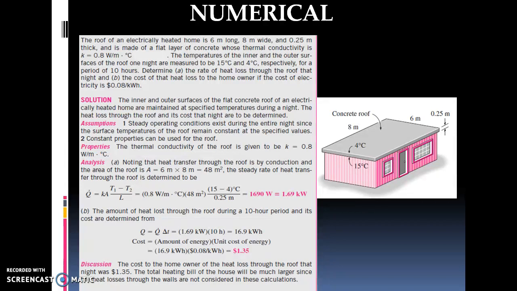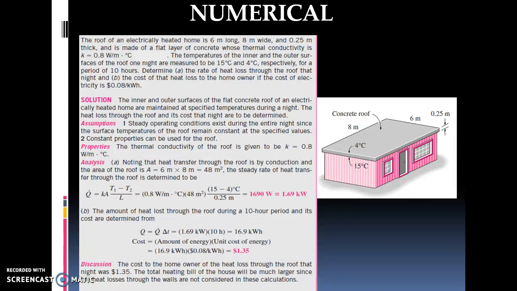The assumptions to be considered here are that 15 degrees Celsius and 4 degrees Celsius, that is, the inner room temperature and outer ambient temperature, are steady, meaning they do not change with respect to time. The thermal conductivity of the roof, 0.8 watt per meter degree Celsius, is a property that depends on temperature, that is, when the temperature changes, the thermal conductivity of the material also changes. But here, for the 10 hour period, we are considering the thermal conductivity to be constant with respect to time. Okay, these are the assumptions.